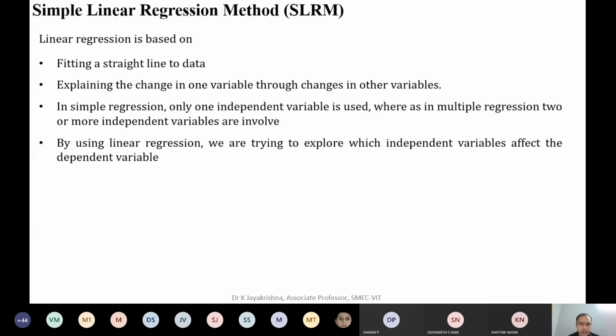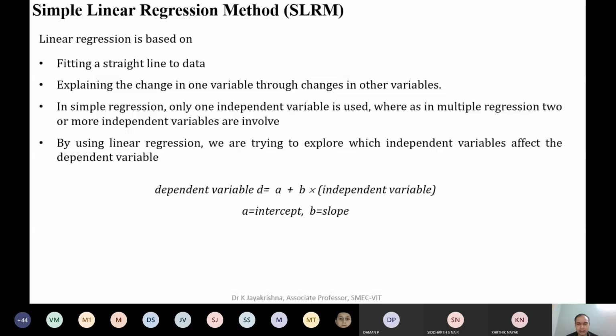Okay, so you should already be knowing this. The dependent variable d is equal to a plus bx. The independent variable we always call x. So d equal to a plus bx, where a we call the intercept and b we call the slope. This is simple, like what you have plotted in your lab exercises.